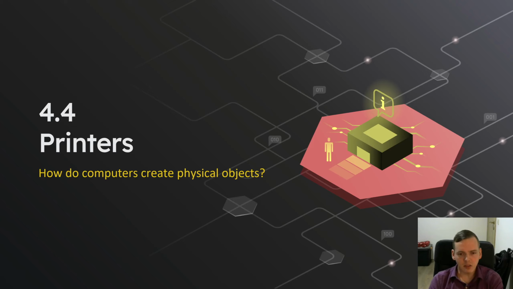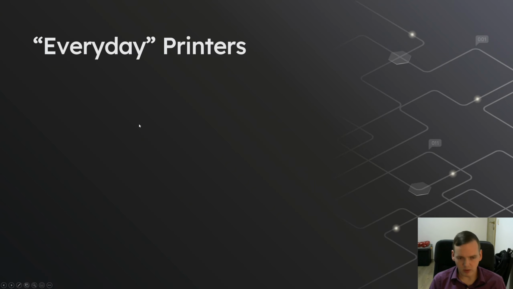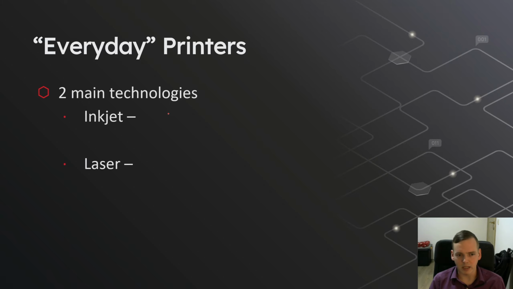This lesson is going to look at printers, and this is how do computers create physical objects, right? So if we print something out, that's one way that a computer can kind of tell us stuff. It can print out words or symbols or images on a page. If we look at printers, there's a couple of everyday printer technologies. There's two main ones that you're going to use if you think about a standard printer. It's probably one of these two.